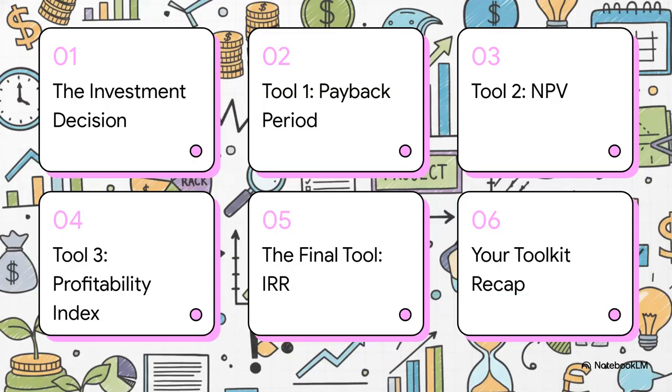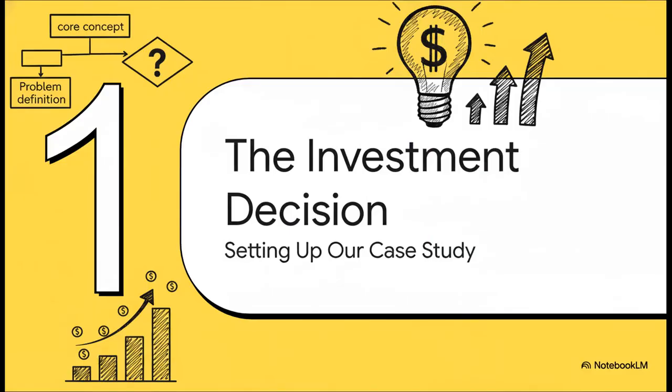So here's our game plan. We'll start with the investment decision itself, then we'll add 4 essential tools to your kit one by one, and at the end we'll do a quick recap to pull it all together. Let's get started. First up, the investment decision. This is where we'll set the stage, define what we're talking about, and introduce the case study we're going to be working with for this entire review.